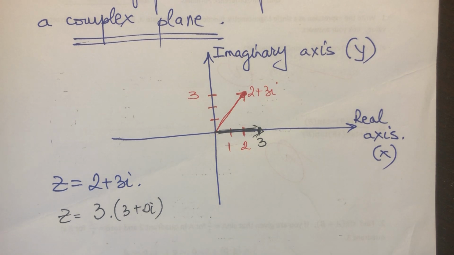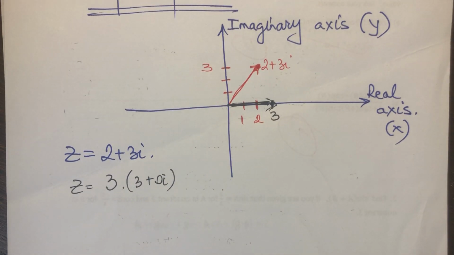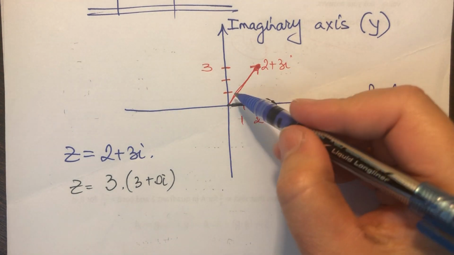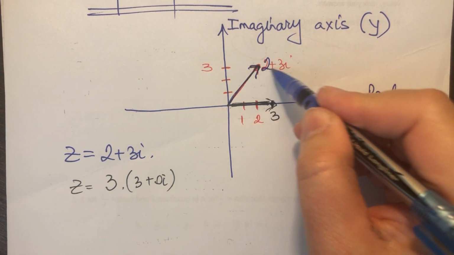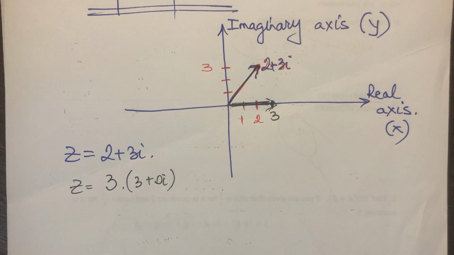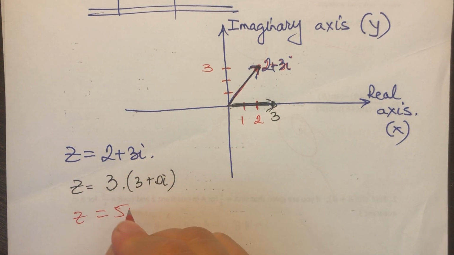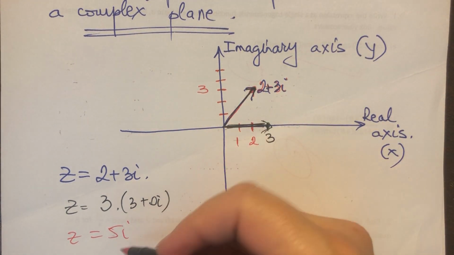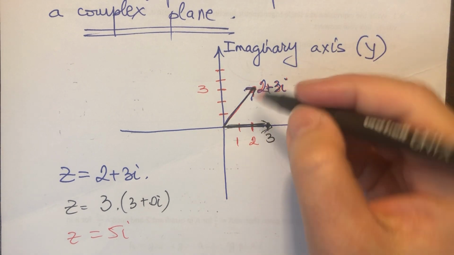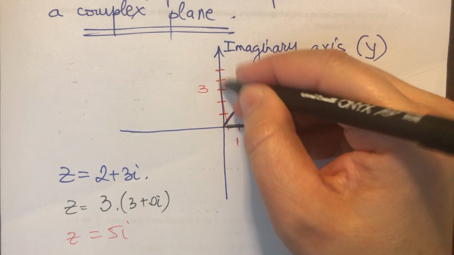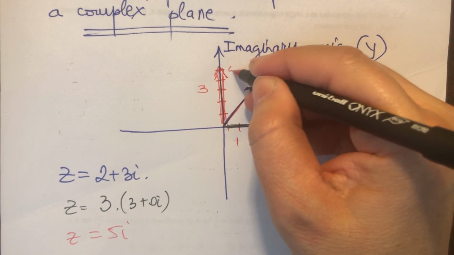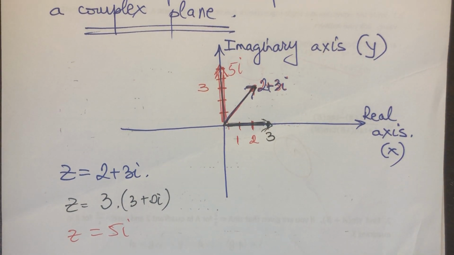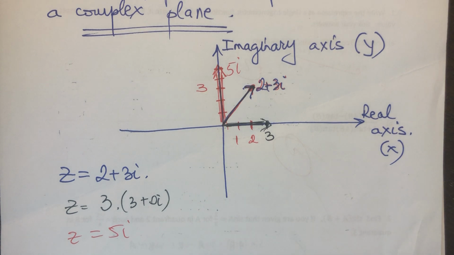And the same way, what else did I have? I'll make this one blue, and then I'll make the 5i red. So where is 5i? 5i has 5 imaginary units, yes, and 0 real parts. So it's 0 plus 5i. So it's going to stay right here on the imaginary axis. Okay, so that's how we get to graph complex numbers on a complex plane.